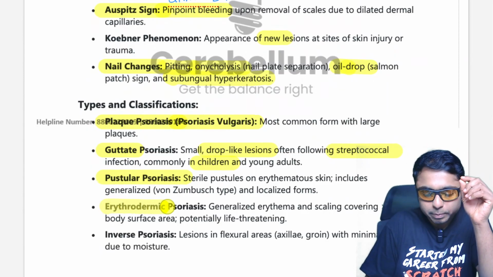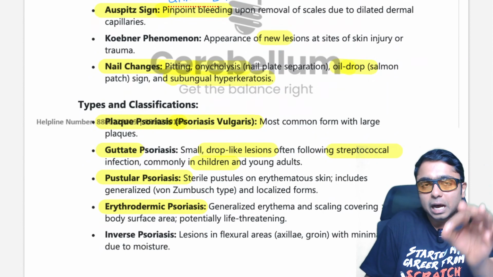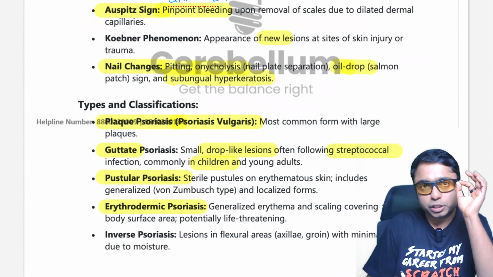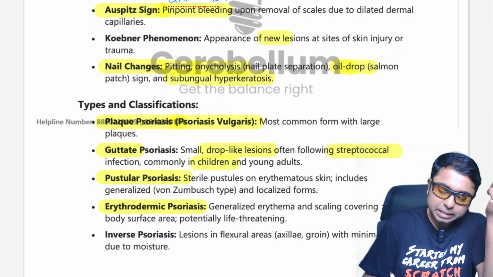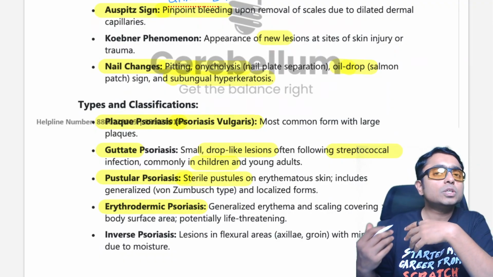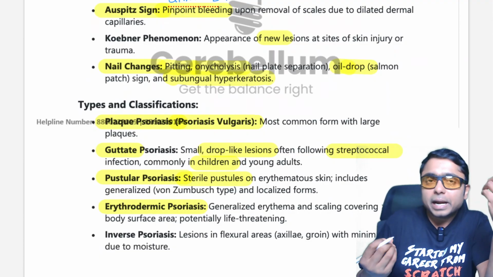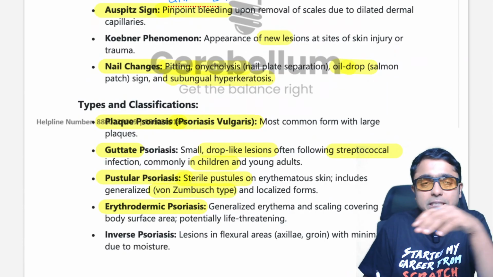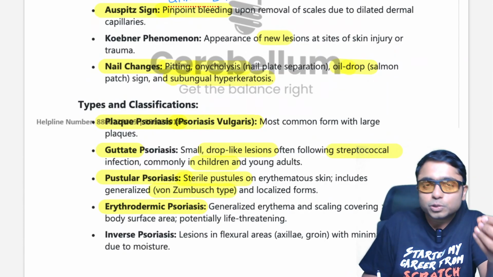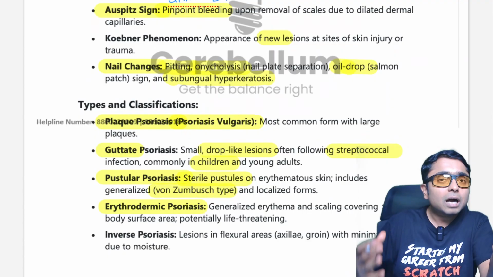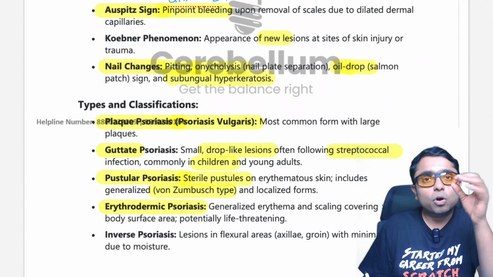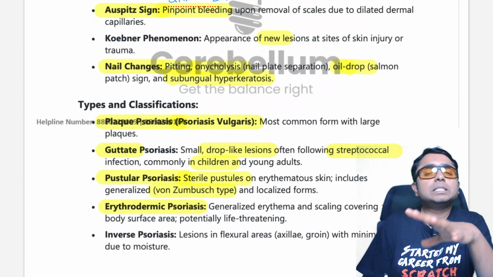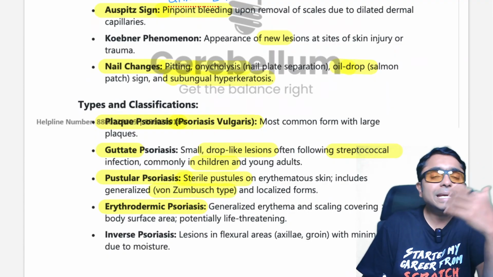Pustular and erythrodermic psoriasis, remember, these are due to the sudden steroid withdrawal in the psoriasis patients. And in the pustular psoriasis, obviously there are going to be pustules which will be present over the body. And if it is generalized form, we call it as von Zumbusch type of pustular psoriasis. And if this generalized pustular psoriasis occurs in a pregnant woman, then we are going to call it as impetigo herpetiformis.